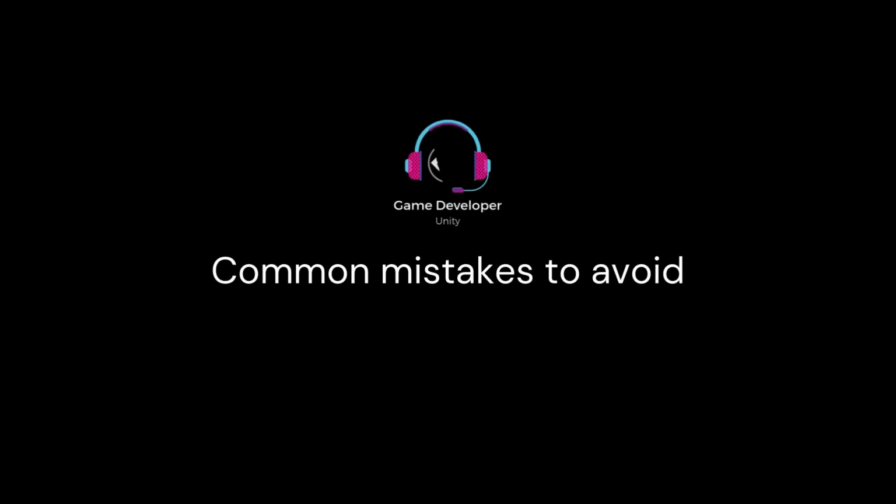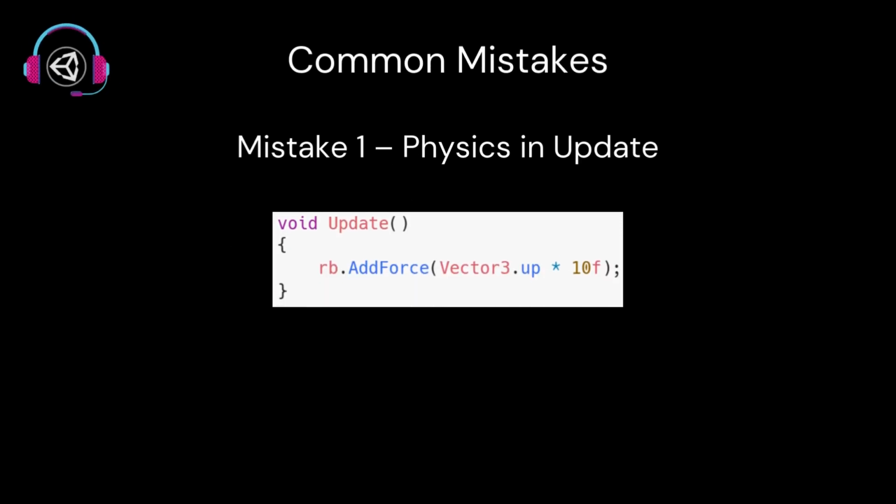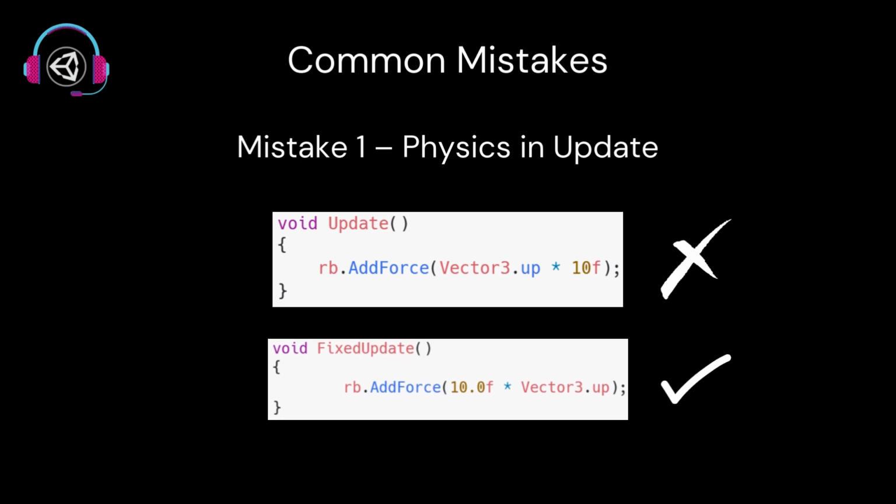Common mistakes to avoid. Now, let's talk about a few common mistakes beginners make with these methods. Mistake 1: Physics in update. One common mistake is using update for physics updates, like applying force to a rigid body. Since update is frame dependent, it can cause jittery or inconsistent behavior in your physics calculations. Using update here can cause problems when the frame rate fluctuates. Instead, use fixed update.